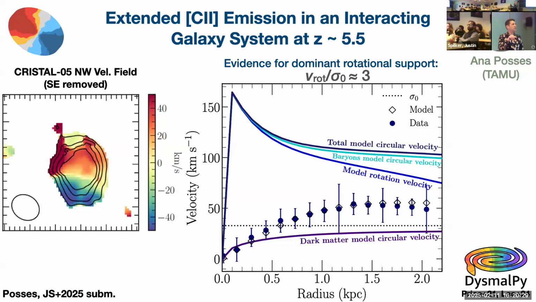And so what she was able to show here, this is essentially the rotation curve that we observed. But we think that if you were to account for the observational effects, the resolution of the data in both space and velocity, that the true rotation curve of this galaxy would look something more like this. Yeah, question.